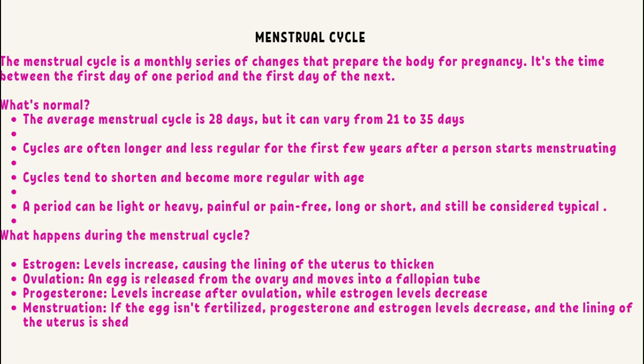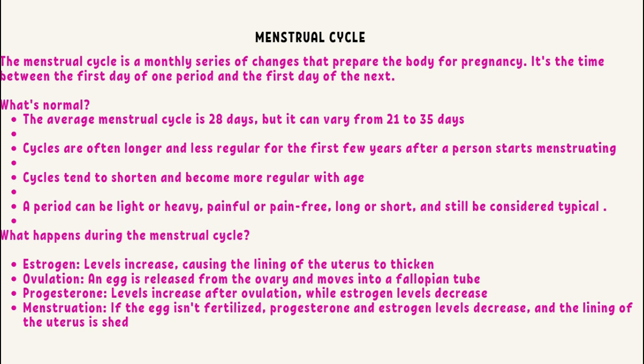So the uterus lining is going to thicken, and then ovulation happens, when the egg is released from the ovary and moves into the fallopian tube. Now what the body is expecting at this point is that an egg will implant and you'll get pregnant. But when that doesn't happen, the opposite happens. Progesterone levels increase after ovulation, while estrogen levels decrease. If the egg isn't fertilized, progesterone and estrogen levels decrease, and the lining of the uterus is shed. That's what comes off as blood at the end of the day.